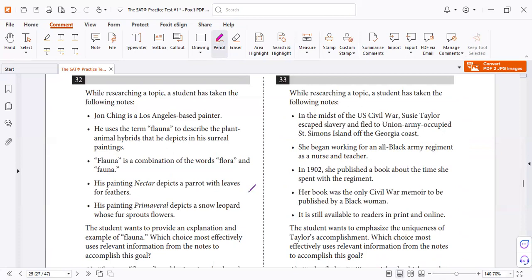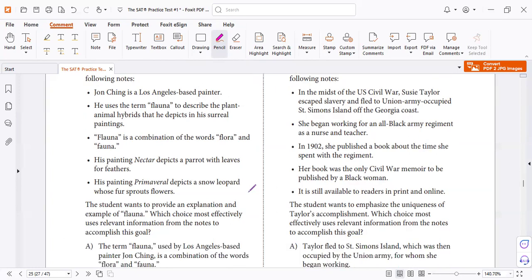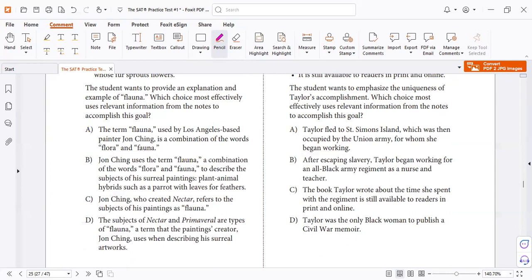Okay, the same. Or is it B? Is it B? Letter B, and it's B, correct.